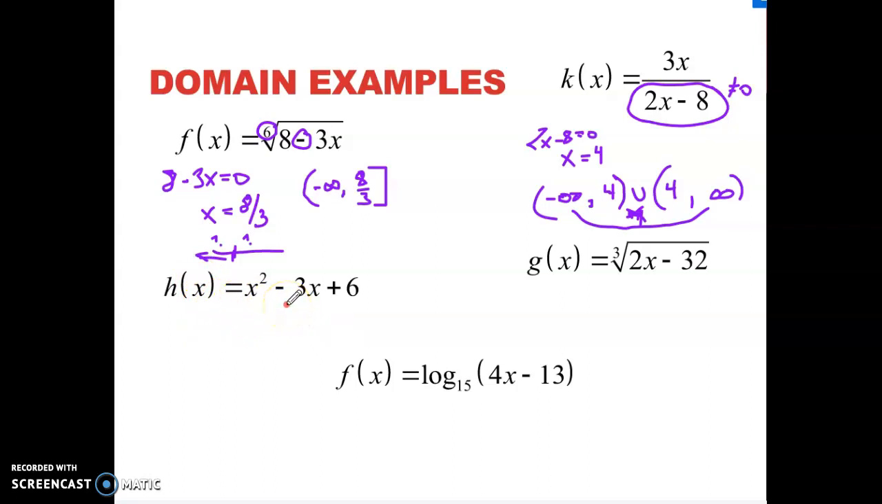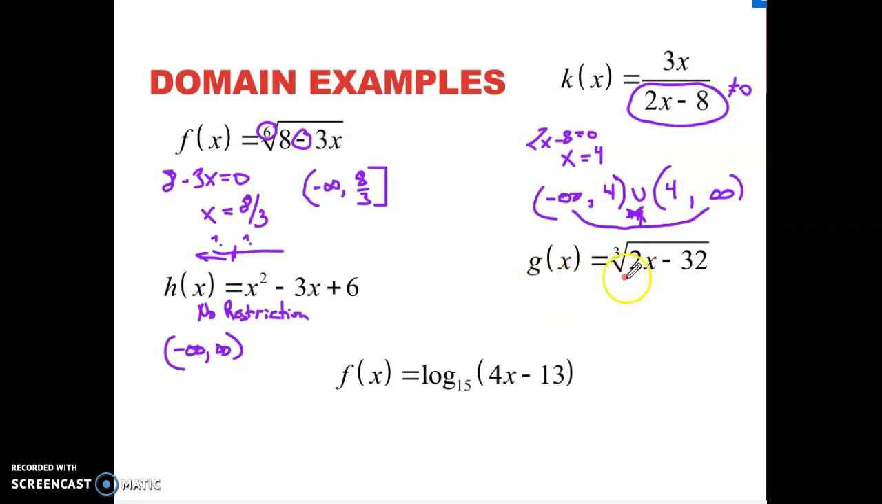Now when I go to the h function over here, I'm looking at x squared minus 3x plus 6. Let's see, there's no square root, no even root in this thing. There's no fraction. There's no logarithm. Hey, there's no restriction on this one because there's not one of those 3 things that creates problems for us. No restrictions, so let's use negative infinity to infinity because there's no problems with that one.